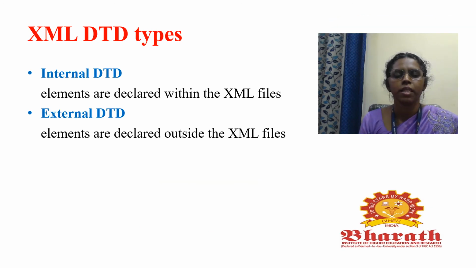So within the XML DTD we are having two types, internal DTD as well as external DTD. What is that internal DTD? If the elements are declared within the XML files, then it is called internal DTD. The document type definition is specified in the same document, then it is called as an internal DTD. Suppose if the elements are declared outside the XML files, then it is called as an external DTD type. So document type definition, either we can define the DTD within the XML files or we can define outside the XML files.